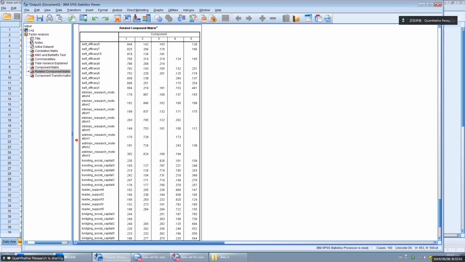These are correct, no problems. The problem is that the items of intrinsic motivation and extrinsic motivation all go to the second factor. They combine into 1 factor. That's the problem.